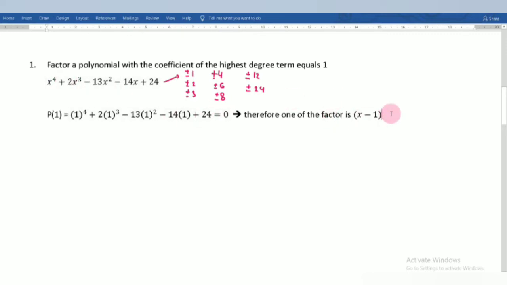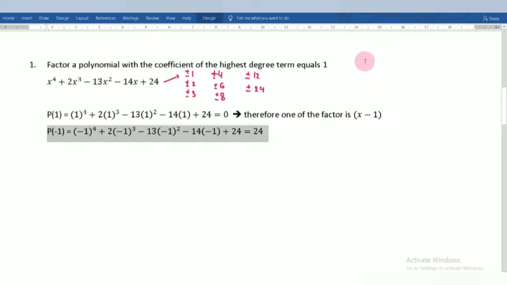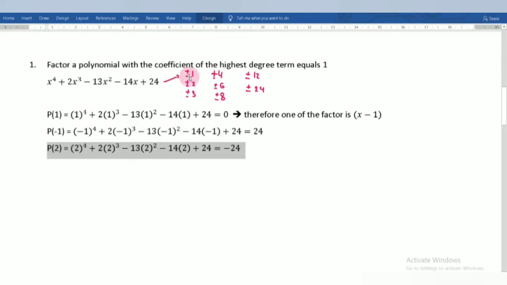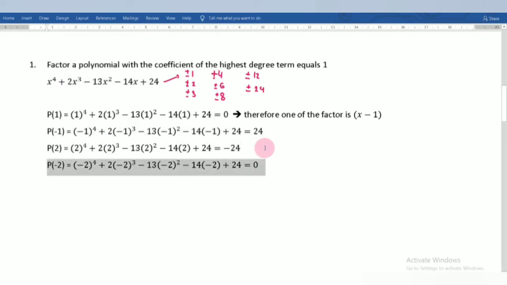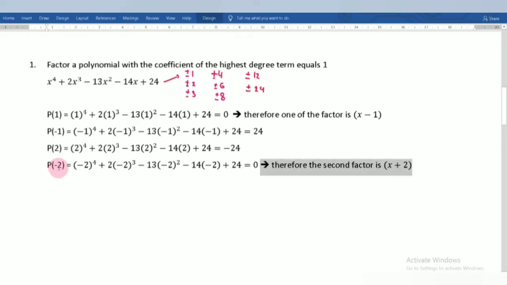Okay, let's proceed. So the next candidate is -1. If I put -1 into the polynomial, the result is 24. So it is not one of the factors. So I need to proceed. How about 2? Okay, go next, +2. I put +2 into the polynomial, I have -24. So it is also not a factor. How about -2? Well, good news, we have another 0. So if the 0 is -2, then the factor is x plus 2. We have the second factor, x plus 2.